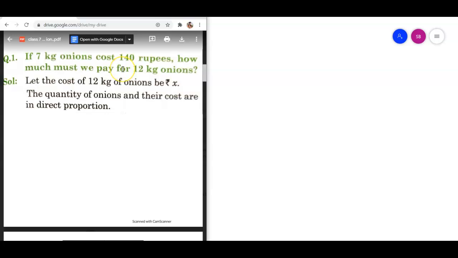So what we have to see is what two things are given. The two things given are the quantity, and the next one is the money, amount, rupees. And what is asked?